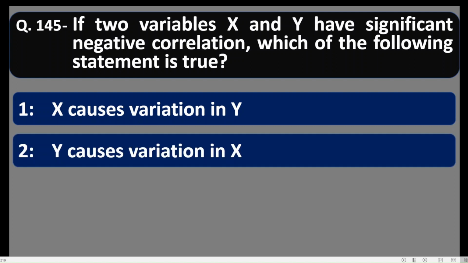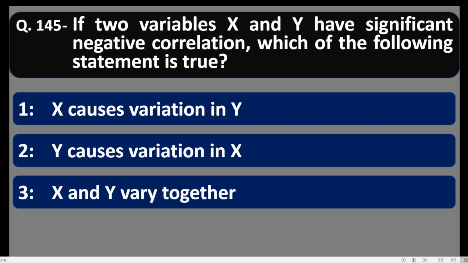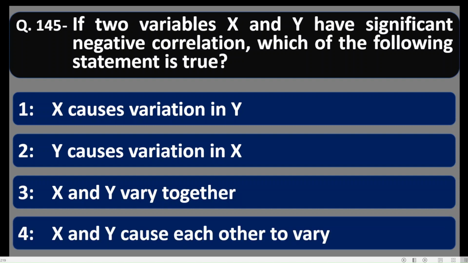Second one is y causes variation in x. Here also we can't say anything because we don't know which is dependent variable. X and y vary together. It is true because values of both the variables change simultaneously. That's why there is correlation and it is negative correlation.